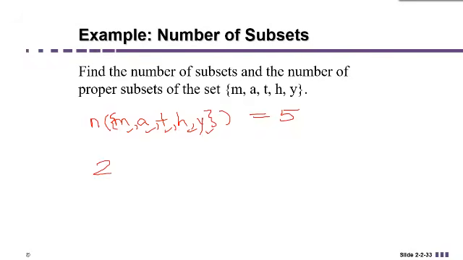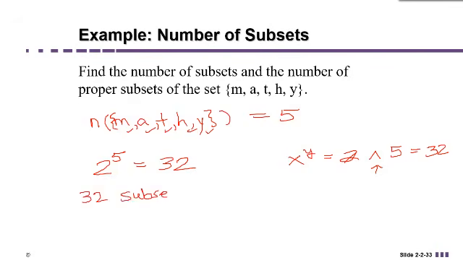You have to say 2 to the 5th power. 2 times 2 is 4, times 2 is 8, times 2 is 16, times 2 is 32. Or you can use the x to the y function on your calculator, or actually if you're using the TI-30X2S, it's a little caret symbol, 2 to the 5th power on your calculator, and you should get 32. So there are 5 elements in the set, but the number of subsets is 32. So there are 32 subsets. How many proper subsets are there?